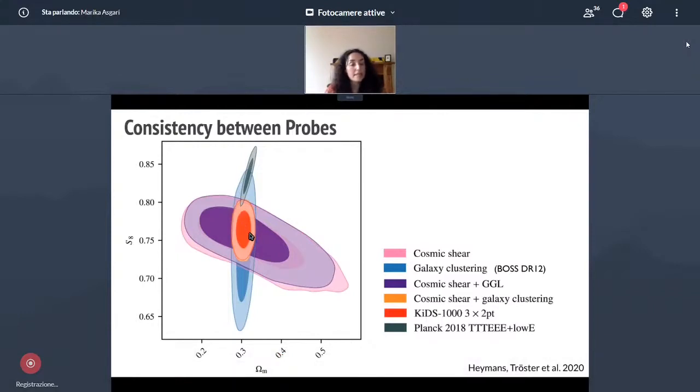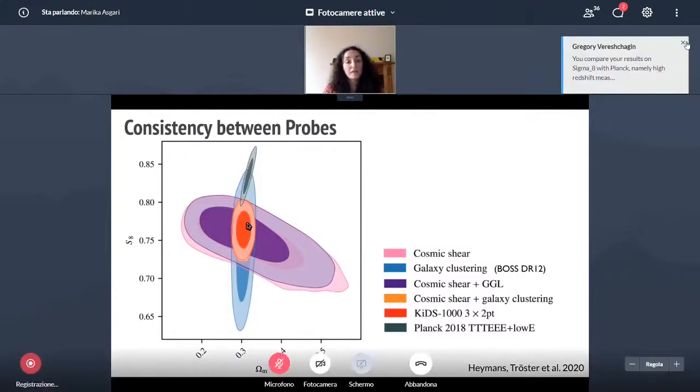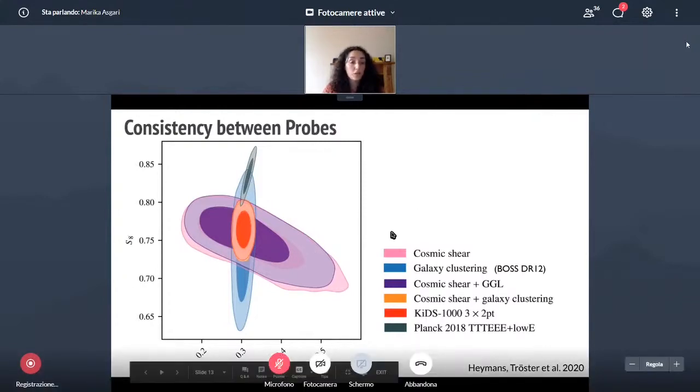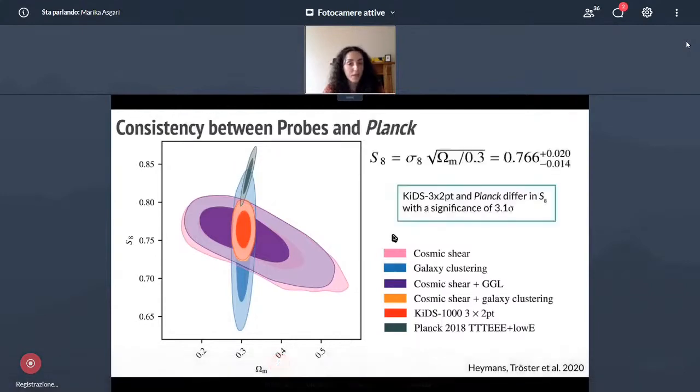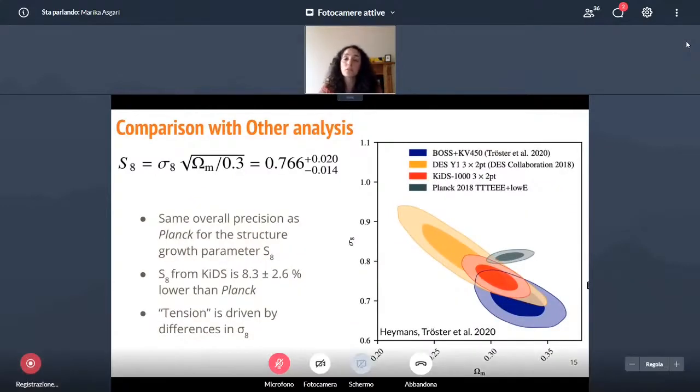So again, you see that it doesn't really change our conclusions about S8 being lower than what Planck finds, but it breaks the degeneracy between S8 and omega m a bit more, and also it tells us that it's not omega m that is the culprit here. So the tension we find in S8 between Planck and our results is about 3 sigma with the combined probe analysis.